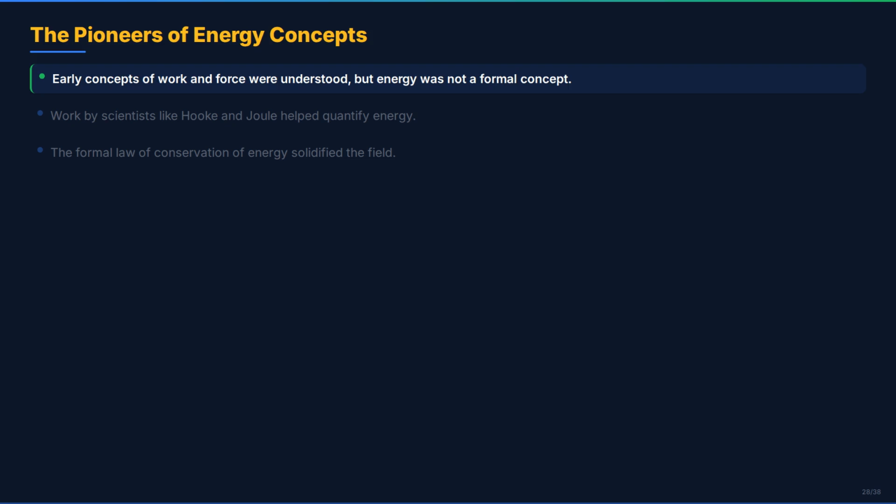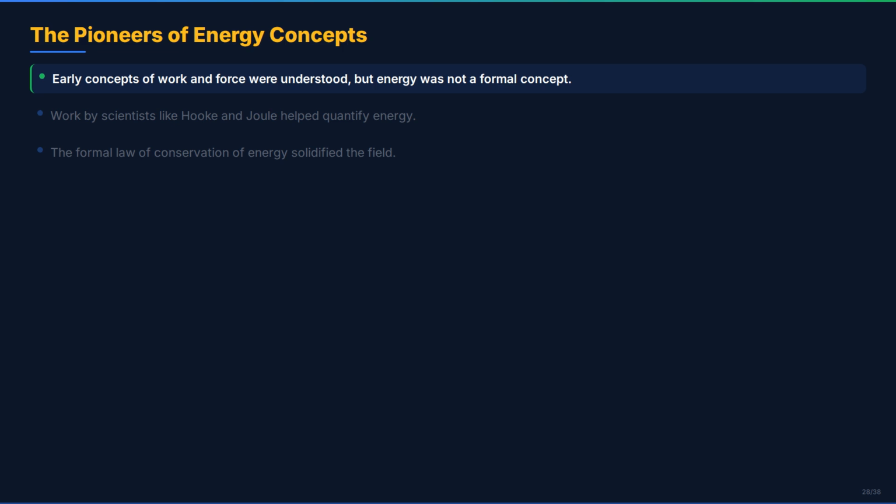For centuries, people understood that doing work required effort, but they didn't have a single, unified concept to describe the capacity to do work, which is what we call energy. Key figures like Robert Hooke studied elasticity, helping to quantify stored potential energy in springs.